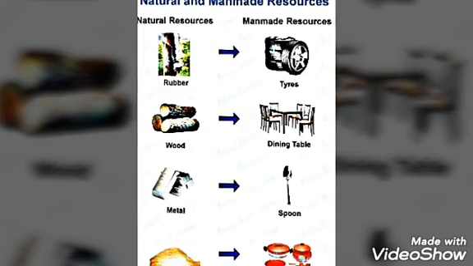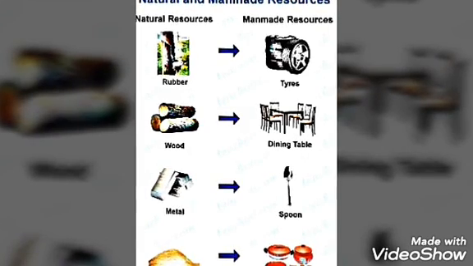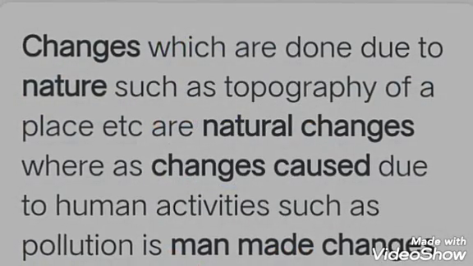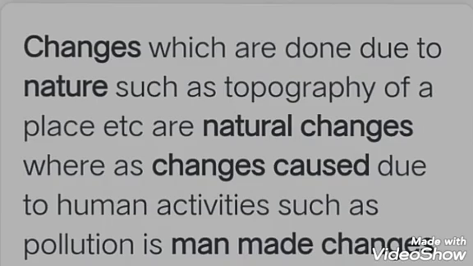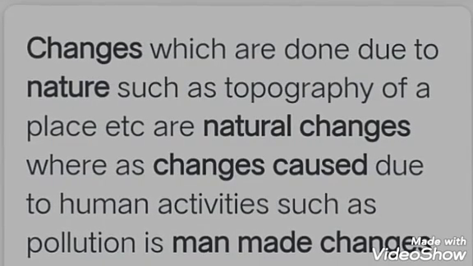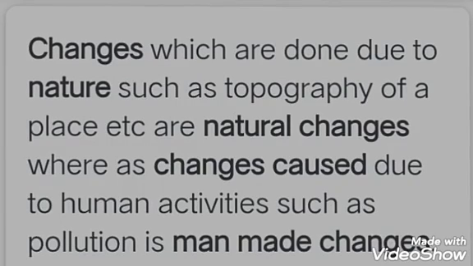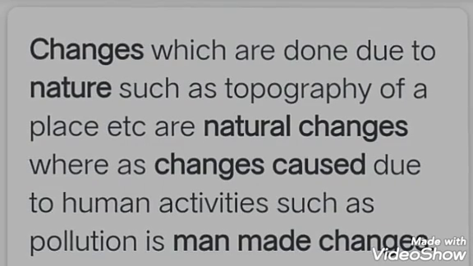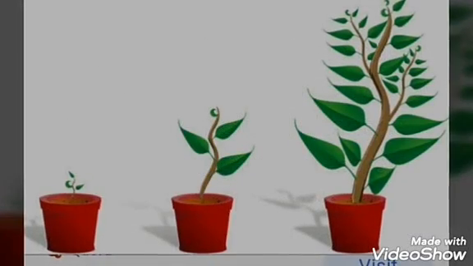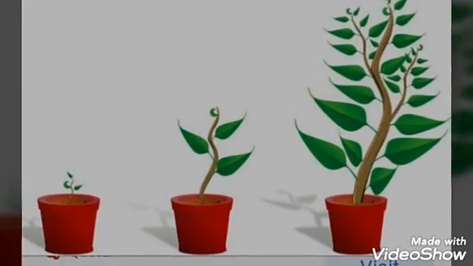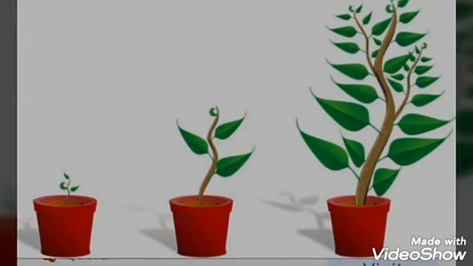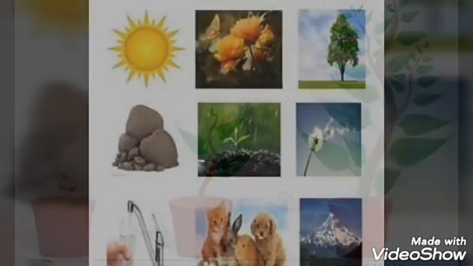Man-made and natural changes. Changes which are done due to nature are called natural changes, whereas changes caused due to human activities such as pollution are called man-made changes. Growth of a plant into a tree is an example of natural change.